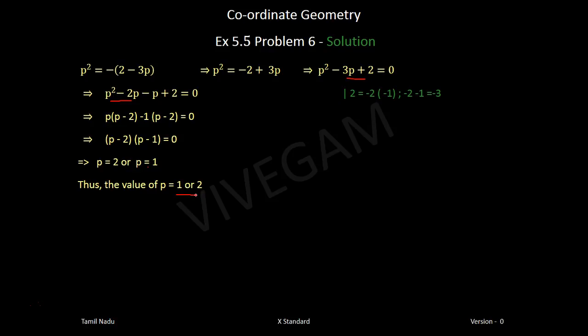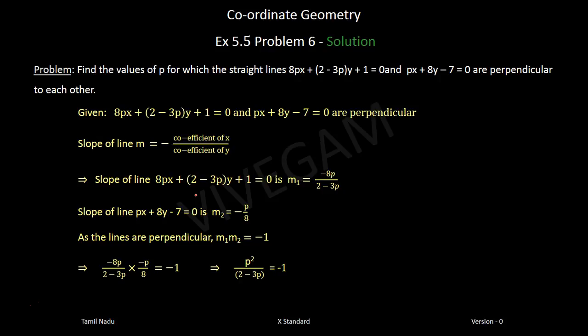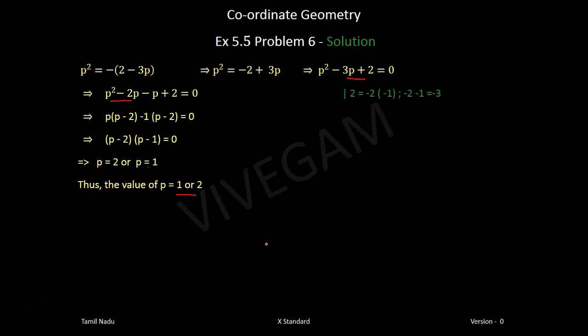Okay, I hope I made it clear. Anyway, let's recap. The equation is in the standard form. So find the slope of the first line, the slope of the second line, and multiply them and equate it to -1. You'll get a quadratic equation in p. Solve that and get the value of p. Very simple, isn't it? It takes a little more working because you get a quadratic expression. Okay, so I hope I made it clear. If not, please look at the video one more time.